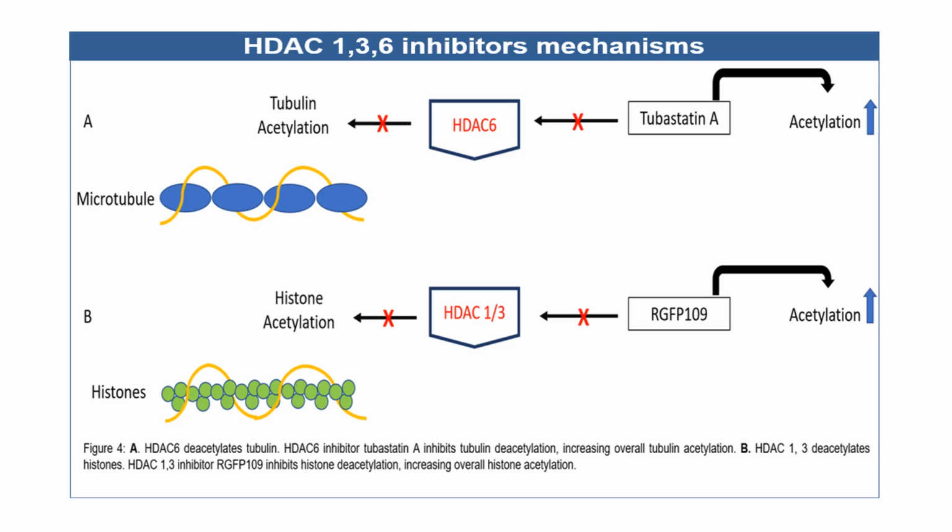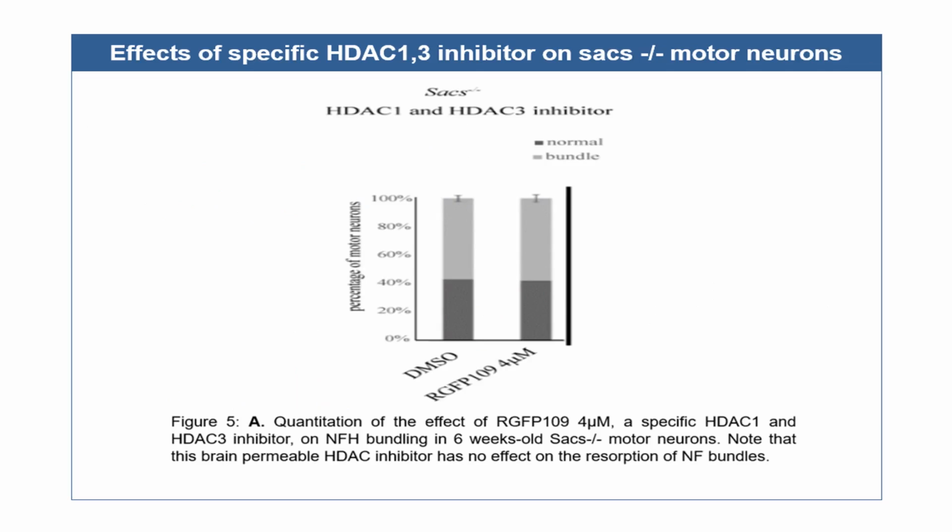HDAC6 inhibits tubulin acetylation. Tubastatin A, an HDAC6 inhibitor, will promote the acetylation of tubulin. HDAC1 and 3 inhibit histone acetylation. RGFP109 is an HDAC1 and 3 inhibitor, consequently promoting histone acetylation. To test the epigenetic effects linked to histone 3 from the Western blot, HDAC1 and 3 were inhibited using RGFP109. RGFP109 4 micromolar was applied to the SACS knockout motor neurons and had no effect on bundle resorption.